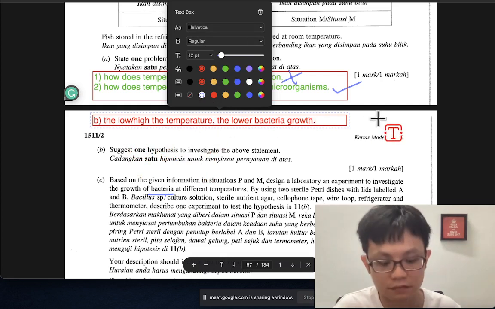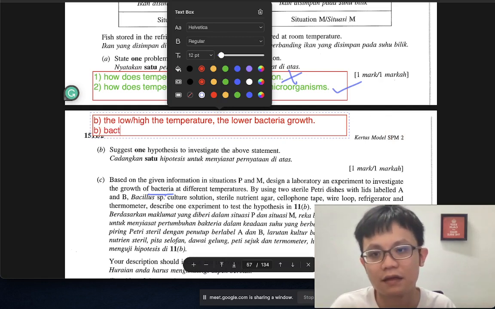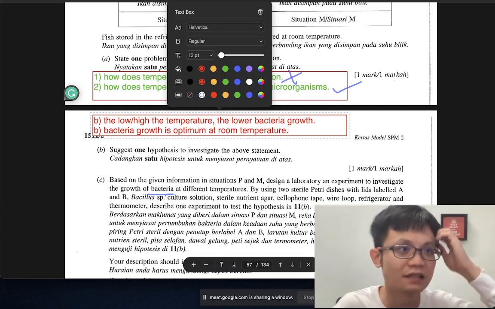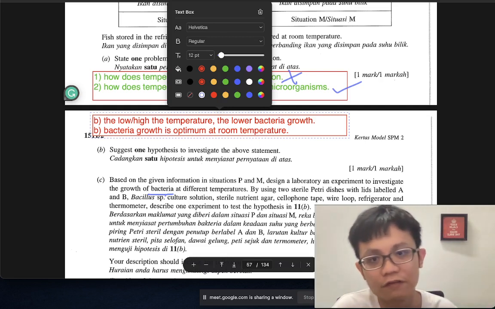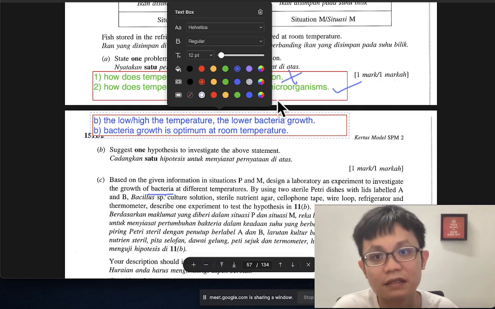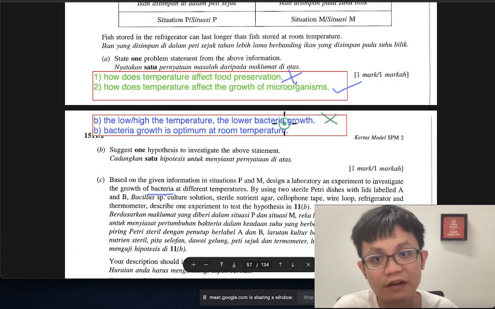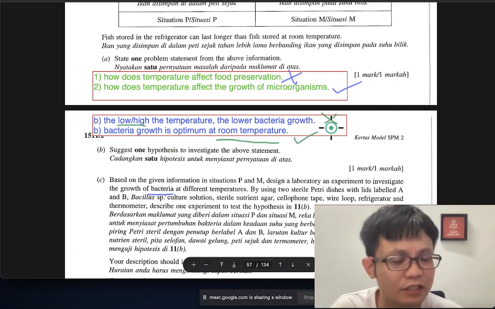Bacteria growth is optimum at room temperature. Yes. Very good. Or bacteria grow faster at room temperature, or optimal growth. So now we solve the problem of ambiguity, because with the first one we don't know which is more clear, because of the words high and low. Now we say room temperature, we can give it a correct answer, because room temperature means how much?